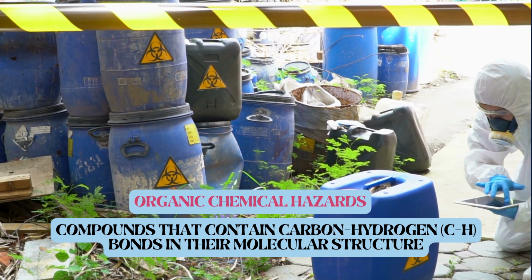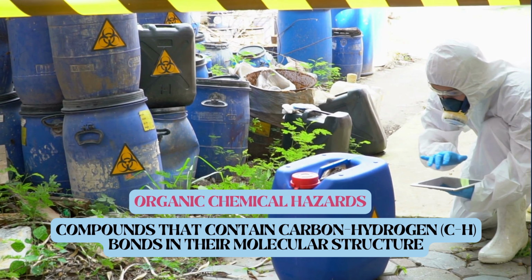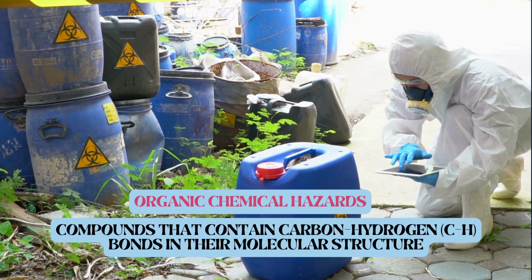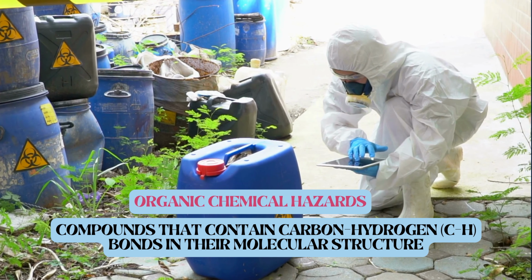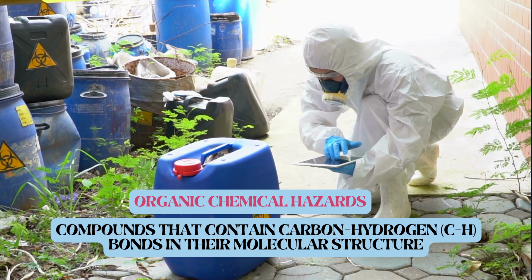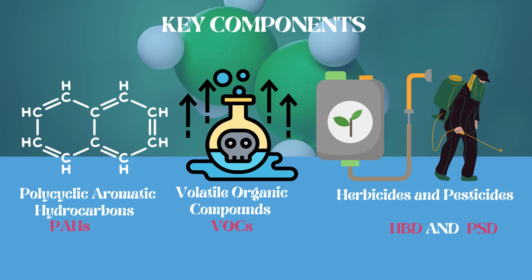Now that we have explored inorganic troublemakers, let's shift to organic chemical hazards. These are sneaky characters with a special feature: the carbon-hydrogen bond, CH, which most living things share. There are many organic compounds, but let's focus on the big three: PAHs, polycyclic aromatic hydrocarbons, VOCs, volatile organic compounds, and pesticides and herbicides. VOCs, imagine tiny invisible bubbles forming around these chemicals. They have a high vapor pressure, meaning they easily turn into gas at room temperature, like benzene.